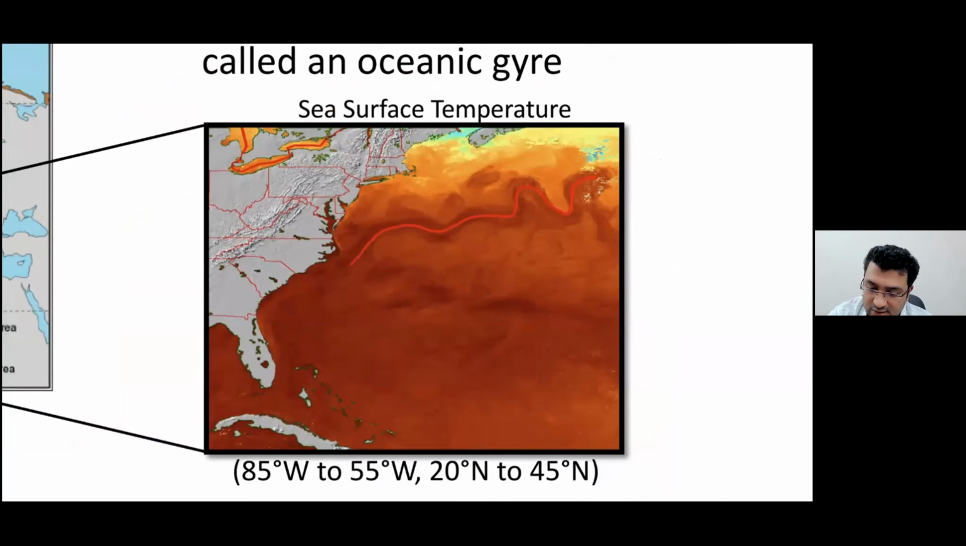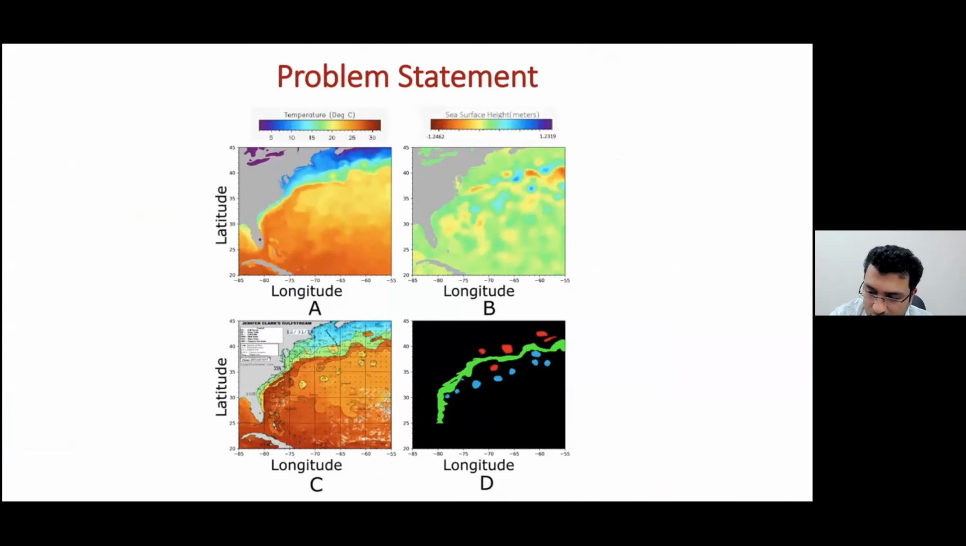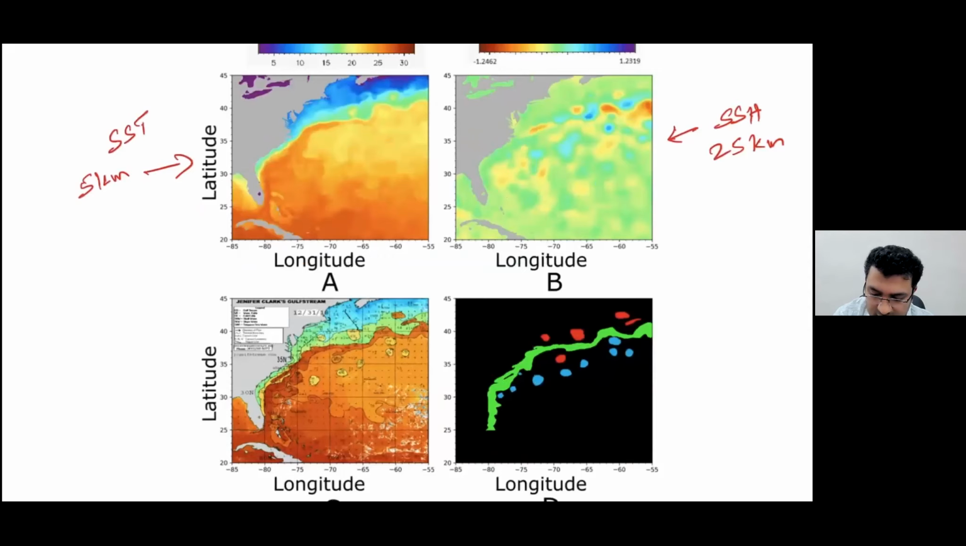Traditionally, a human looks at what you see on the top left. This image is the sea surface temperature satellite image. This image that you see is the sea surface height satellite image. This is at a 5 kilometer resolution, and this is somewhere around 25 kilometer resolution. And a human analyst looks at these two images and draws something like this.